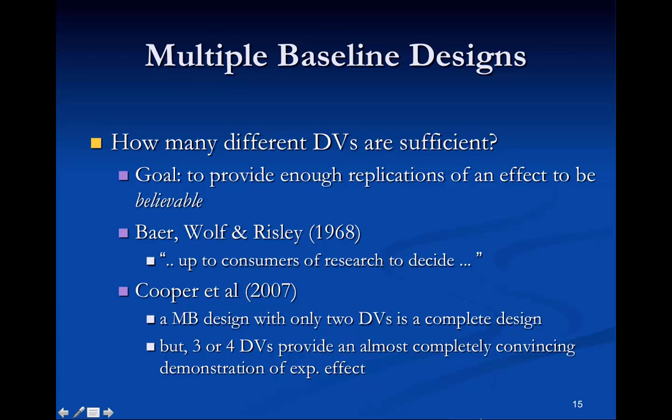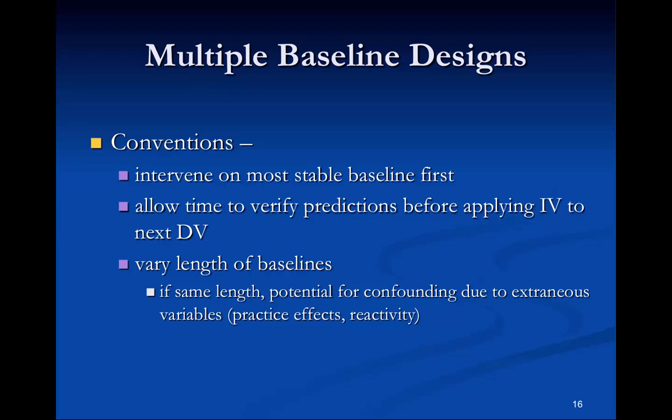Cooper says that a multiple baseline design with only 2 dependent variables is a complete design, but 3 or 4 provide an almost completely convincing demonstration of the experimental effects. So that's what we're saying. The more times you do it, the stronger it is. Sometimes you're only going to be able to do an A-B, and we know you really aren't demonstrating a functional relationship at all. So it's back to when we first started talking about this, it's a question of strength, and it's stronger the more DVs that you're actually manipulating.